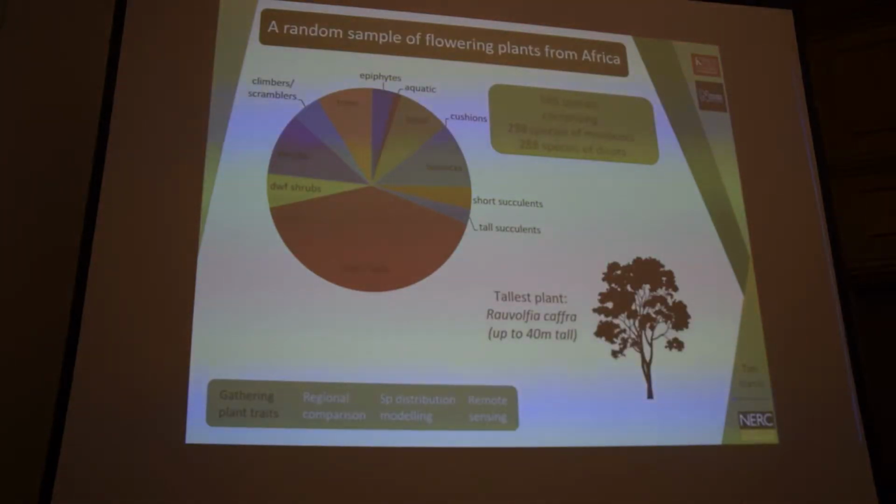So I work with a random sample of species, 586 species of flowering plants from across the continent of Africa. The pie chart shows the proportions of different growth forms in that sample. 586 species only represents 1% of the 60,000 species known from the continent. I collected data on both plant traits and the spatial distribution of these species.